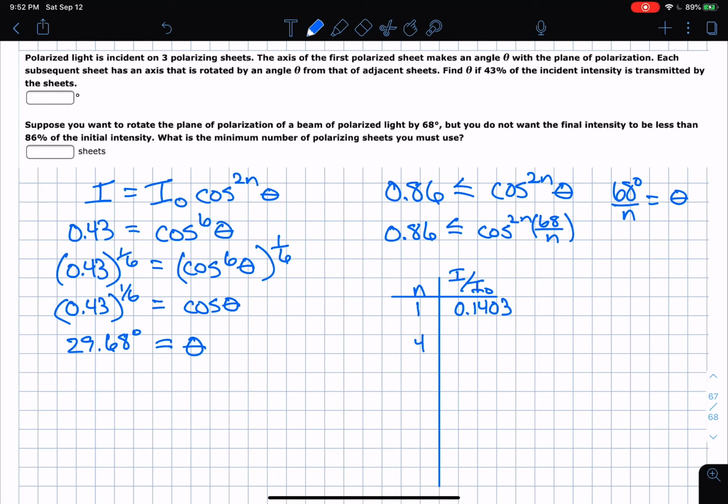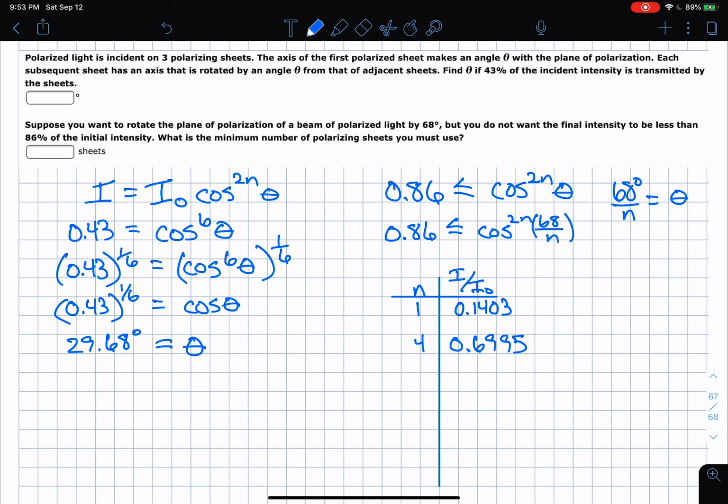Okay, so now I've got to take 68 divided by 4, which works out to be 17. I'm going to take the cosine of 17. That's 0.9563. Then I've got to take that value and raise it to the 2 times n, so 2 times 4, the 8th power. So I have to take 0.9563, and of course there are more digits, and raise it to the 8th power. And when I do that, I get 0.6995 approximately. Okay, getting closer. Still a ways off from 0.86.